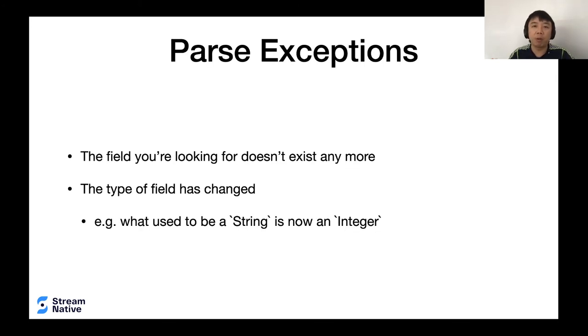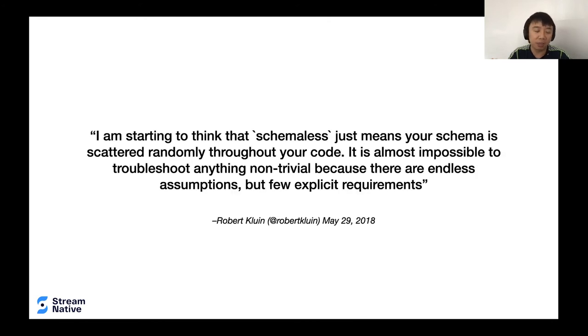But one of the problems of doing that is you have to handle a lot of parsing exceptions. You have to check if a field that you are looking for doesn't exist anymore, or if there are any type changes within a field of a given structure. It's not very convenient, and it's usually error-prone. It's really hard for consumers to realize if any wrong data has been produced into the topics, especially if you have a lot of different teams consuming the same set of data.